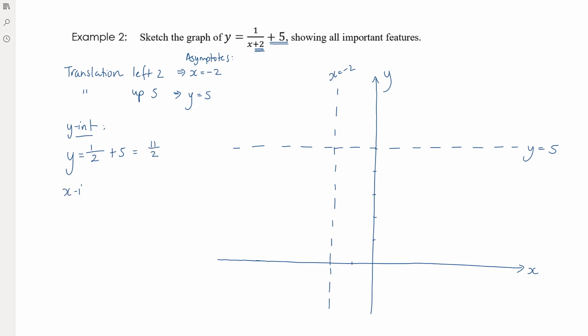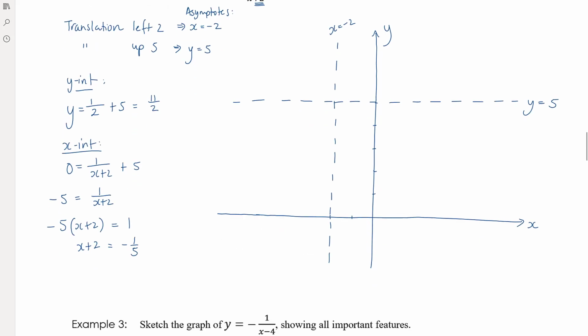My x-intercept, we let y equal 0. Let's take away 5. We need to get rid of the fraction, so let's multiply by x plus 2. Then divide by -5. So x plus 2 equals -1/5, and so x is going to be -2 minus 1/5. That's -10/5 minus 1/5, so -11/5. Okay, so it's negative 2 1/5 and positive 5 1/2.